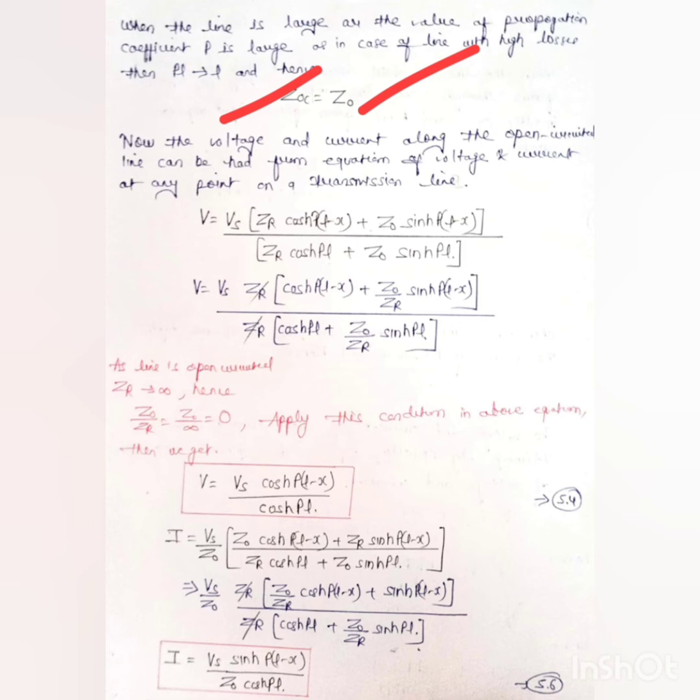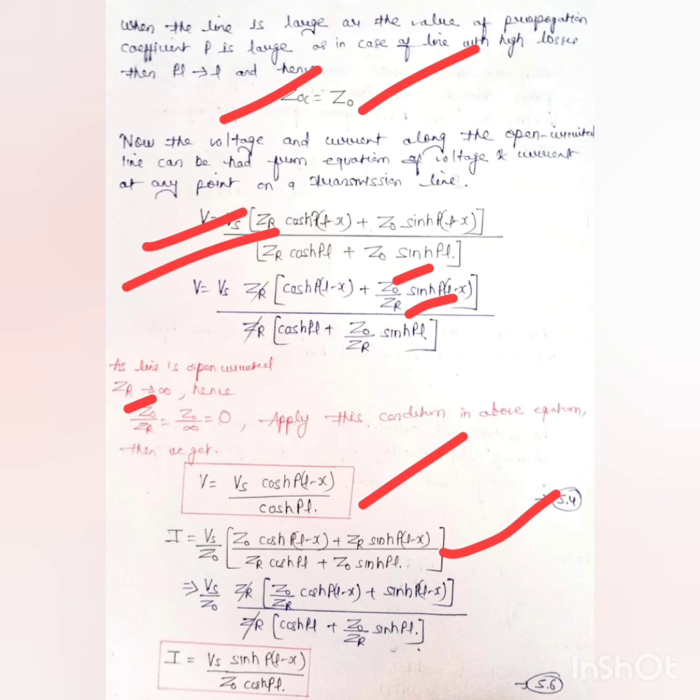Now we need to find the voltage and current at open circuit. We have this expression for voltage and current at any point on the transmission line, and we take ZR as common and get the Z naught upon ZR relation. As we know, ZR is infinite when the transmission line is open circuit, so applying Z naught upon ZR equals 0, we have this equation.